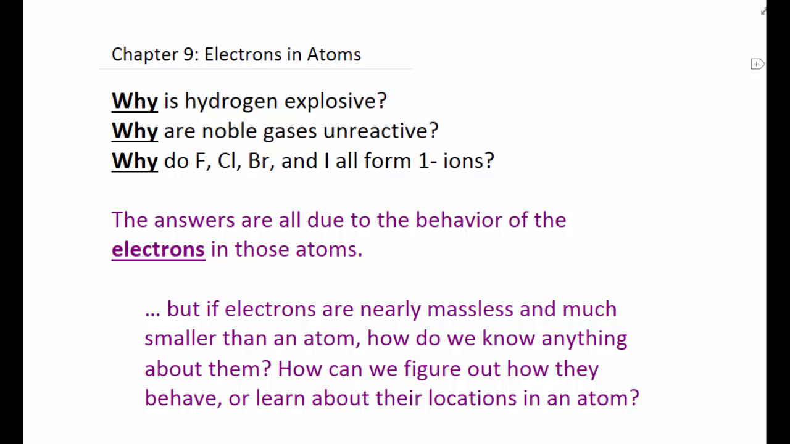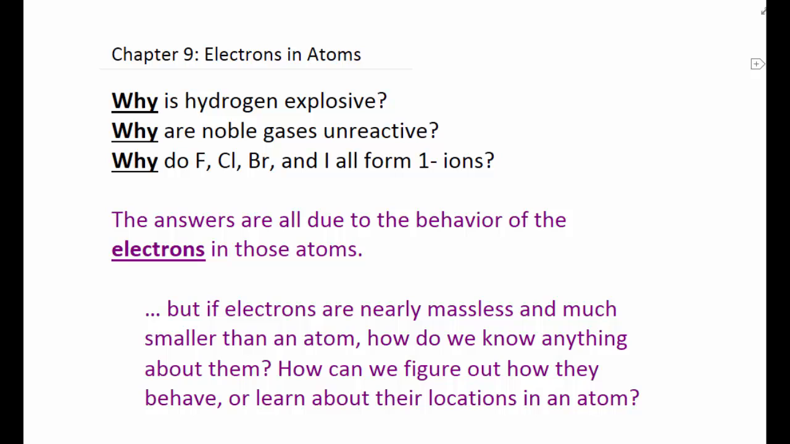Why is hydrogen explosive but noble gases are unreactive? The Hindenburg exploded when there was a fire, but blimps now are filled with helium that would put out fires. Why do elements within one group tend to form similar ions? F, Cl, they all form 1 minus ions, but why is that? It's due to the behavior of the electrons in those atoms, and that's what this chapter is about.